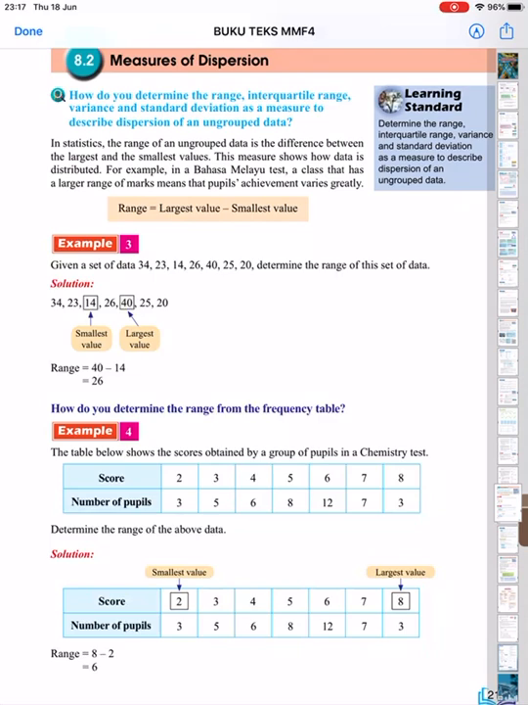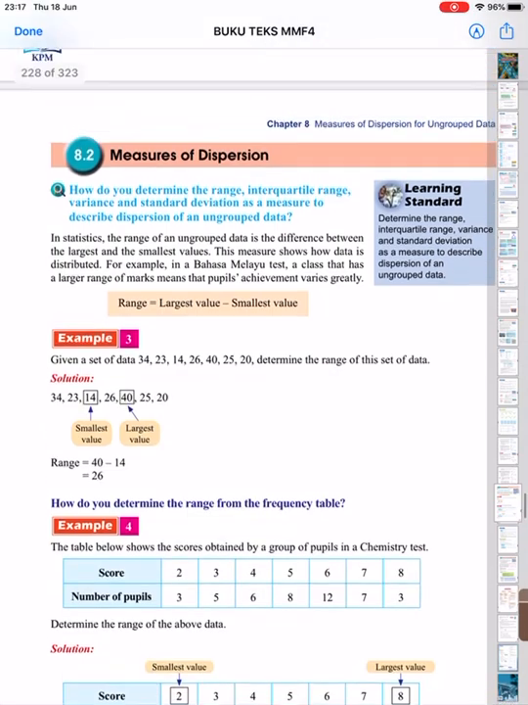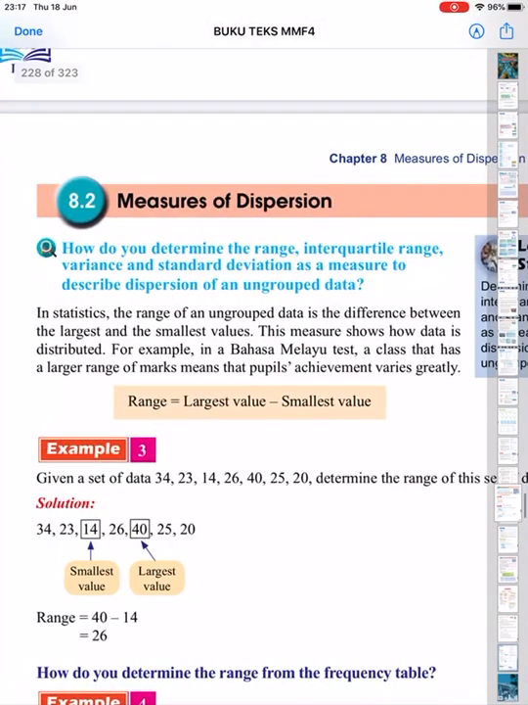Okay, as I said previously, we have range, interquartile range, variance and standard deviation as measures of dispersion. So now we are going to focus on range and interquartile range first. Okay, so range, as you know, is the largest value minus the smallest value in a data.